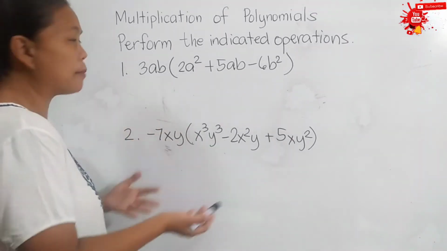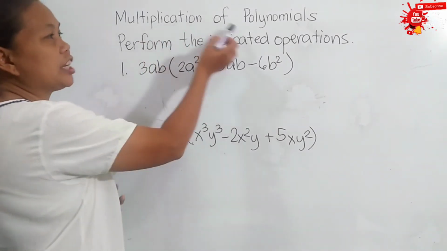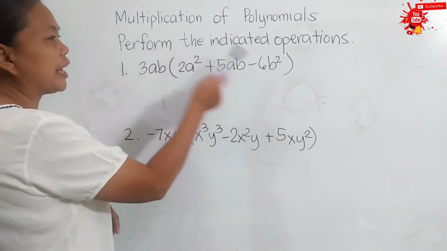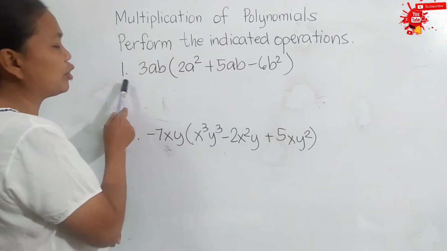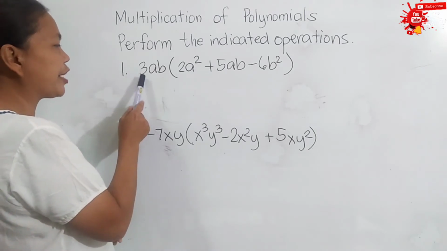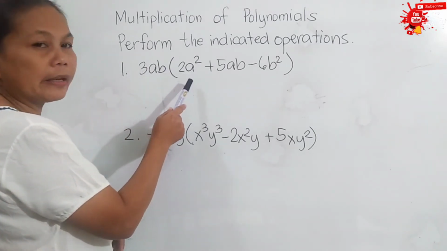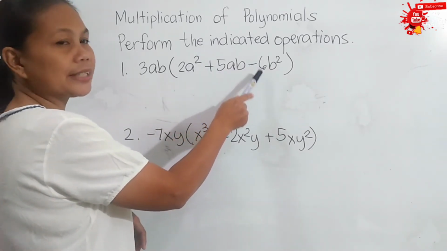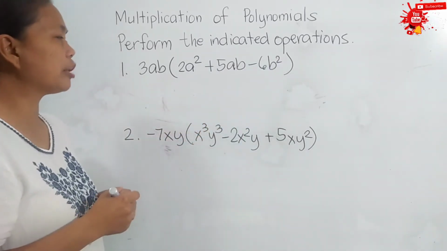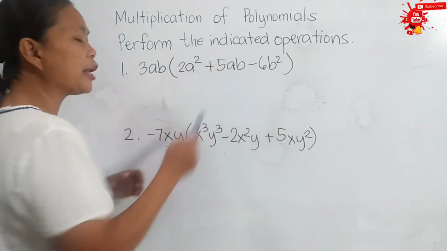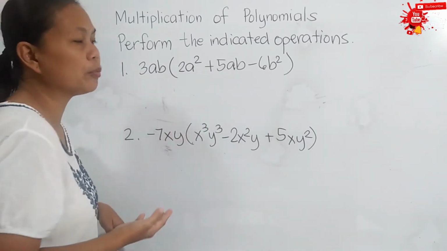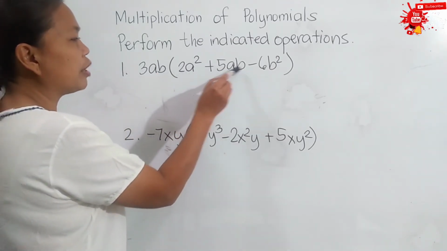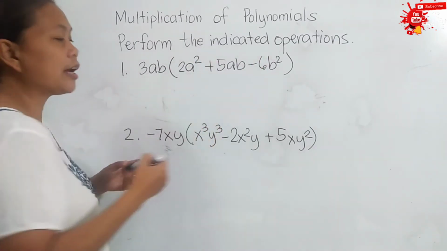Okay, let us have some more examples for multiplication of polynomials. So let us have these examples. Perform the indicated operation. So let us have number 1. We are given here 3ab times the quantity of 2a squared plus 5ab minus 6b squared. So this is multiplication of monomial by polynomial. How are we going to multiply it? We will multiply 3ab to each term of the polynomial inside the parenthesis.